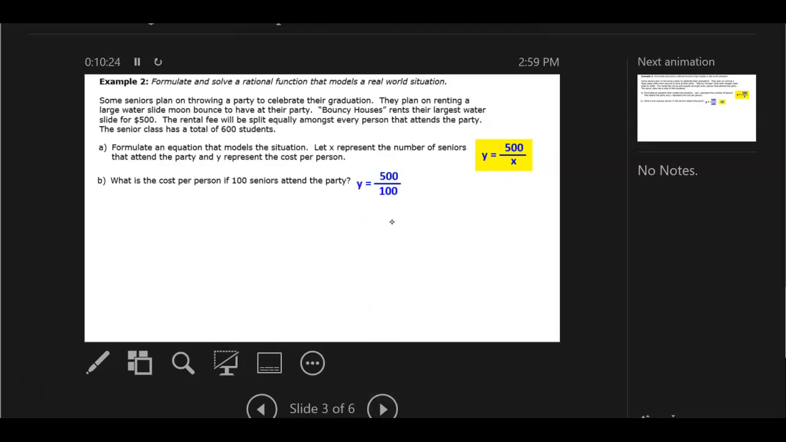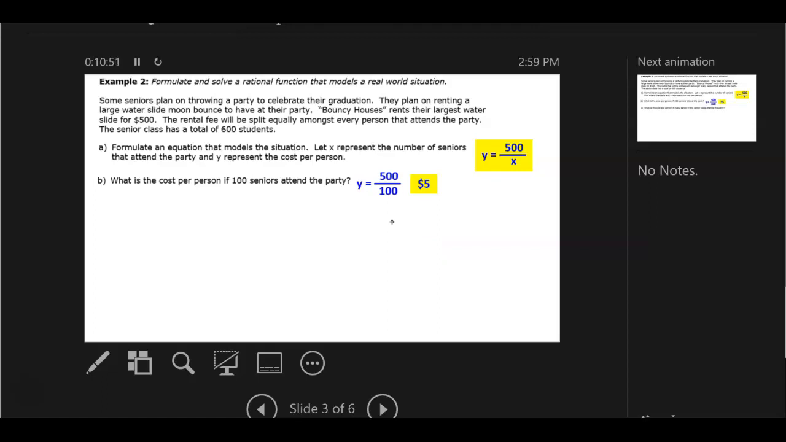So 500 over 100, mental math, what is it? Divide, not subtract. 500 divided by 100. What? 5. Like 500 cents divided by 100 cents. Okay, so $5 a person, not bad.